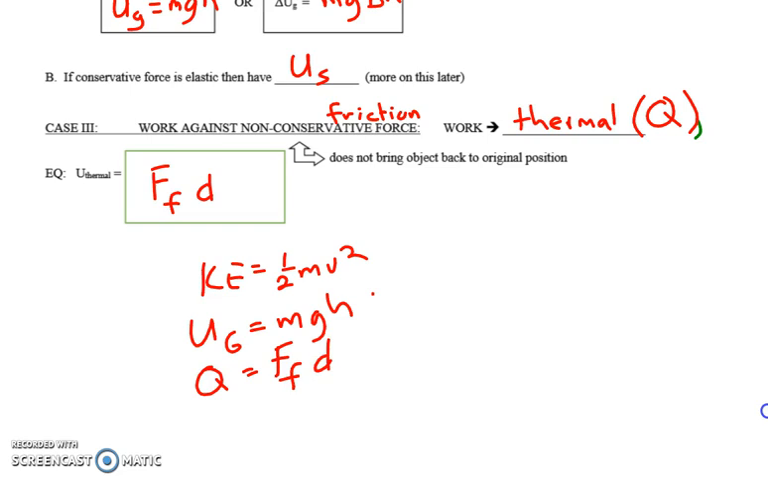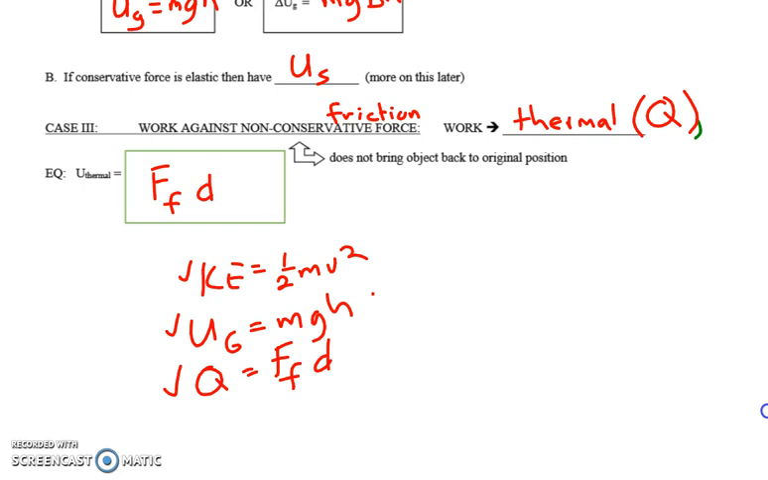So when you do work, to summarize, you can get this if there's no opposing forces. If there is a conservative force opposing you, namely gravity, you can get this. And if there's friction, you can get this. Or you can get all three at the same time. Or you can get two.